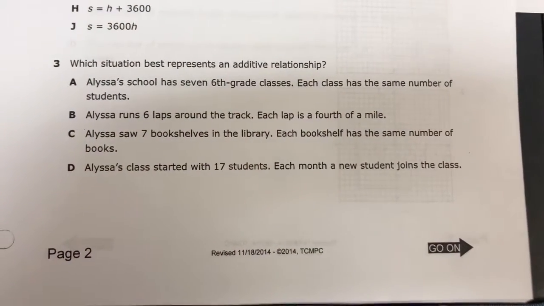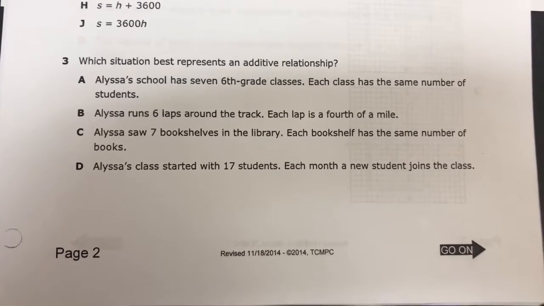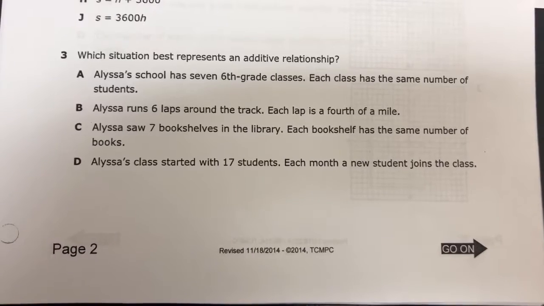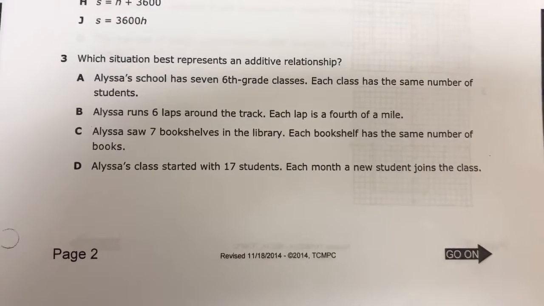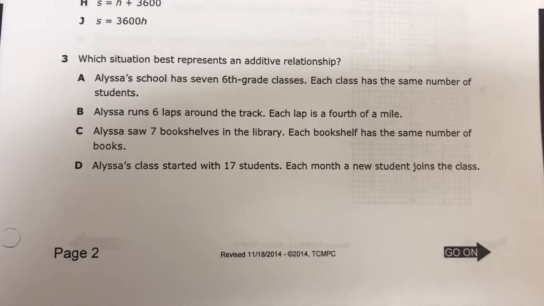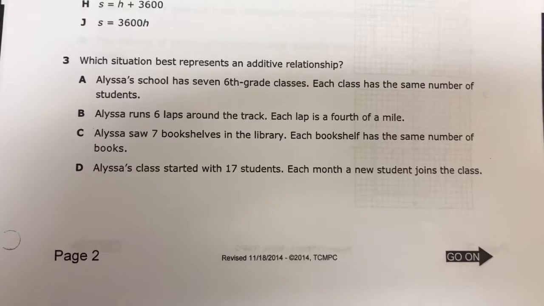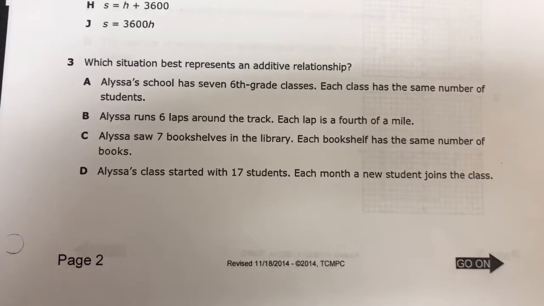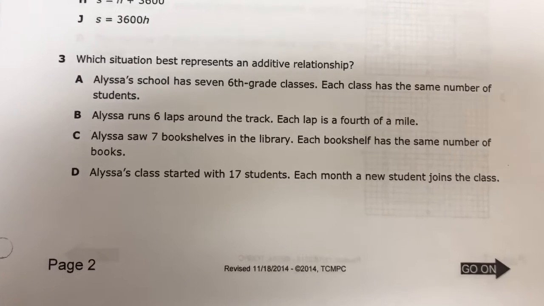Number 3, which situation best represents an additive relationship? A, Alyssa's school has 7 6th grade classes. Each class has the same number of students. B, Alyssa runs 6 laps around the track. Each lap is 1/4 of a mile. C, Alyssa saw 7 bookshelves in the library. Each bookshelf has the same number of books. D, Alyssa's class started with 17 students. Each month, a new student joins the class.